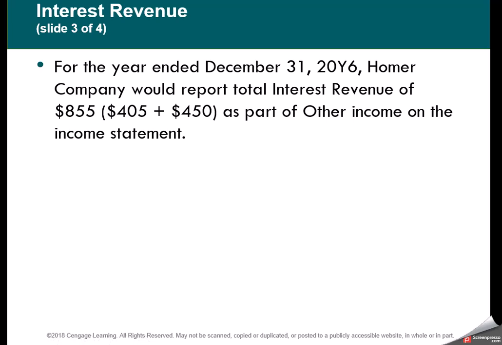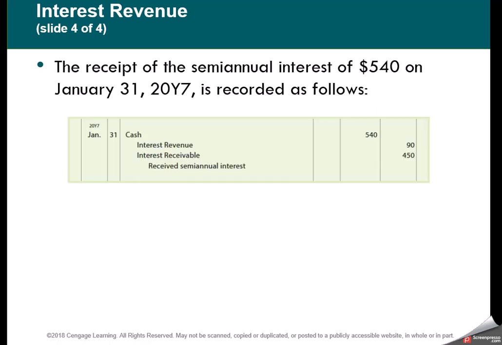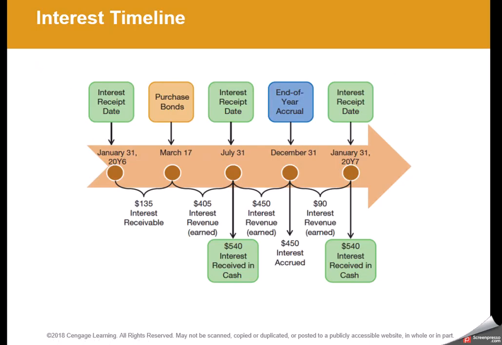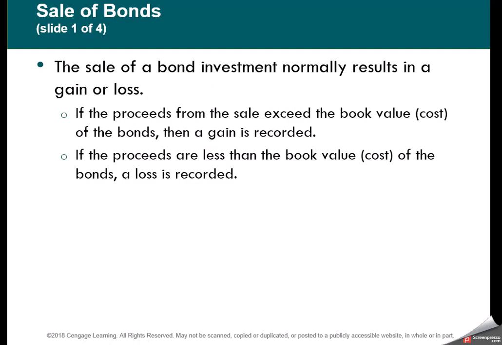And that interest revenue goes in the other income part of our income statement. Then same thing, when they pay us, they'll pay us for the full semi-annual period. And again, it'll be split between how much we already have set up in our interest receivable, and how much is actually interest revenue. And then here it shows you a little timeline.